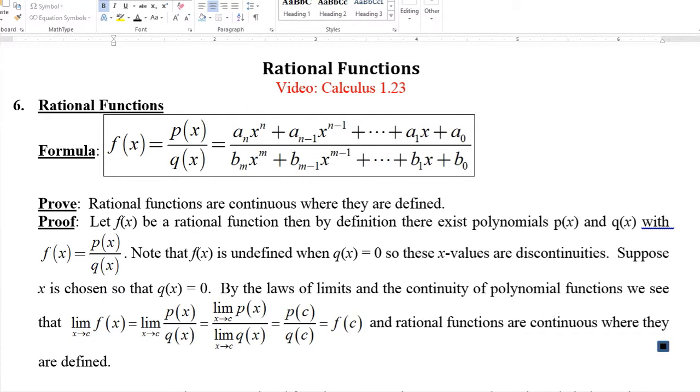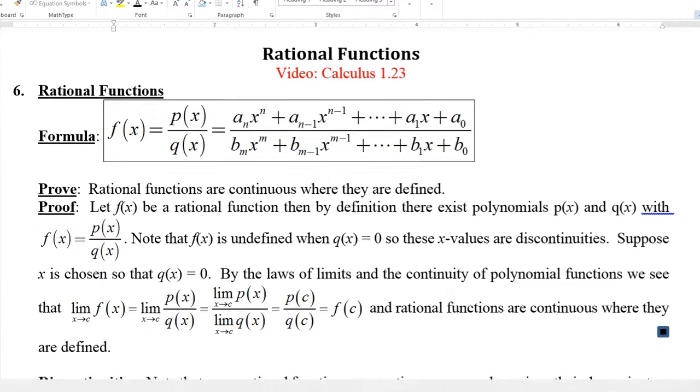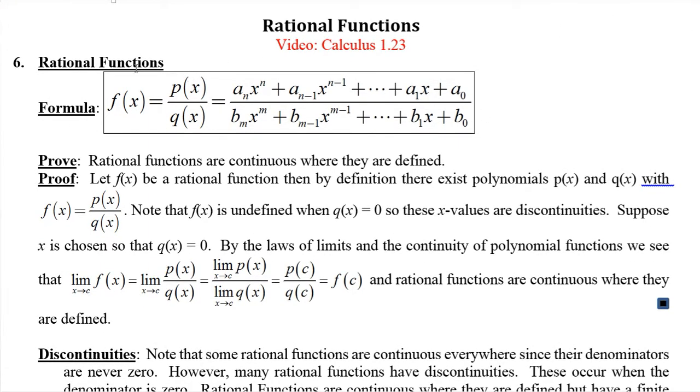Okay, we're back with our series of videos looking at different classes of functions, and this video is going to quickly go over some of the properties of rational functions. Now, rational functions by definition are the quotient of two polynomial functions. So the formula for a rational function looks like f of x equals p of x over q of x, where p of x and q of x are both polynomials.